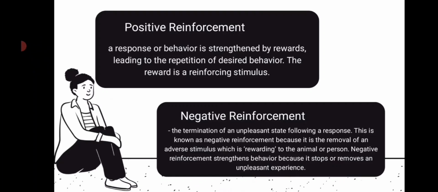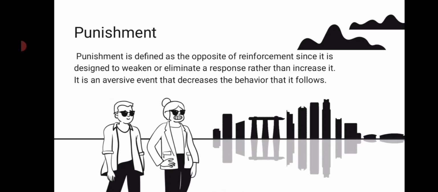If we wanted to have that desired behavior, then we will use positive reinforcement. If we wanted to remove or stop unpleasant behavior, then we will use negative reinforcement. For punishment, punishment is defined as the opposite of reinforcement since it is designed to weaken or eliminate a response rather than increase it. It is an aversive event that decreases the behavior that it follows.